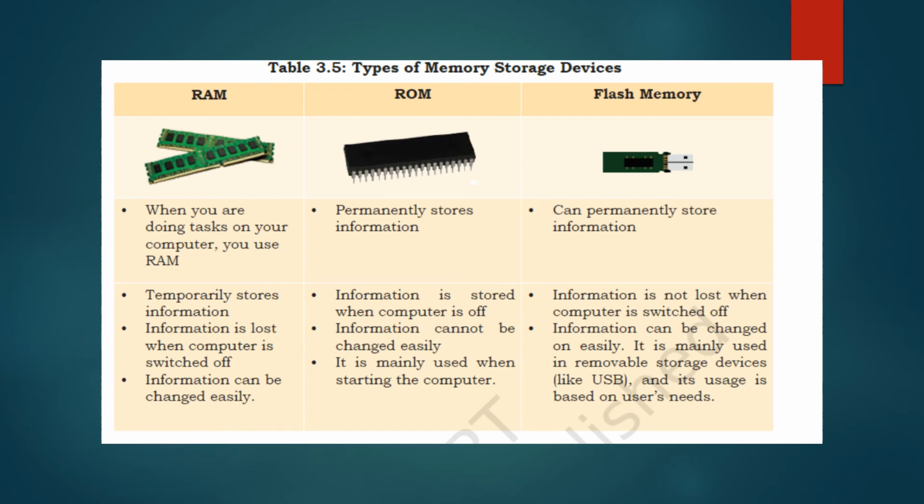Flash memory can permanently store information. Information is not lost when the computer is switched off. Information can be changed easily. It is mainly used in removable storage devices like USB, and its usage is based on users' needs.